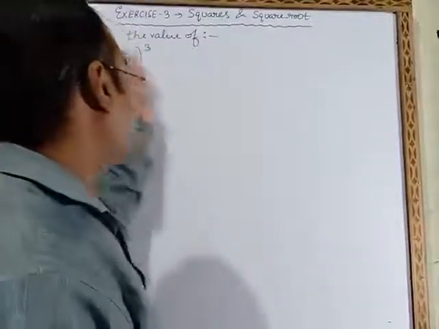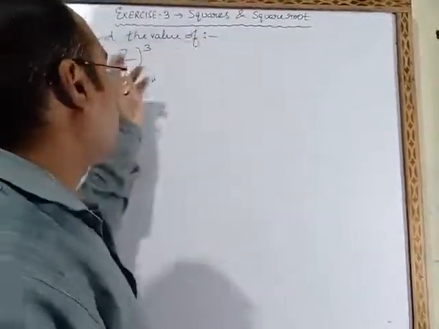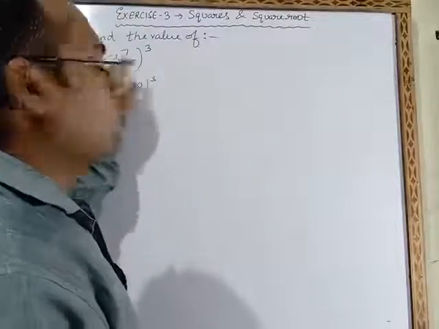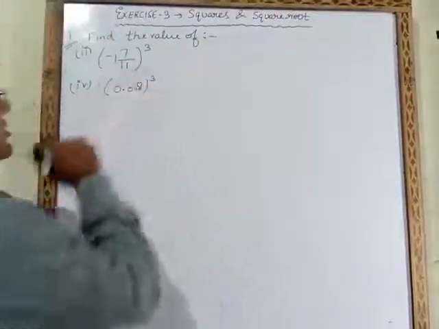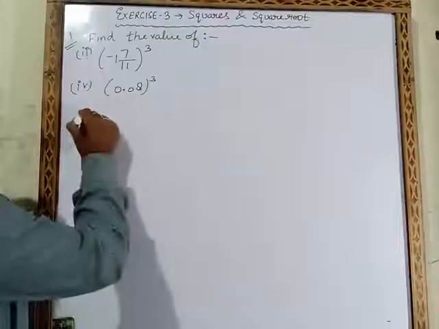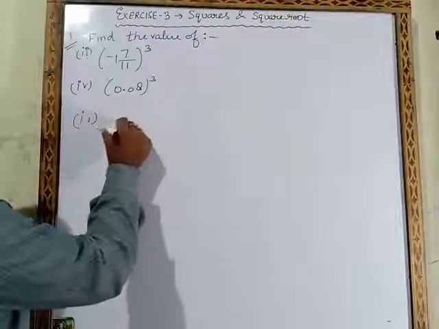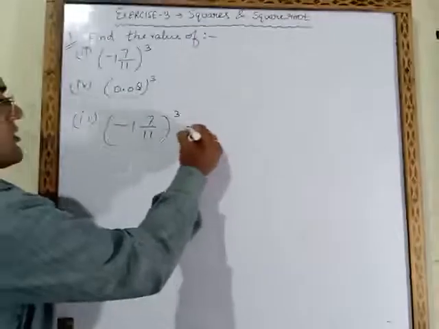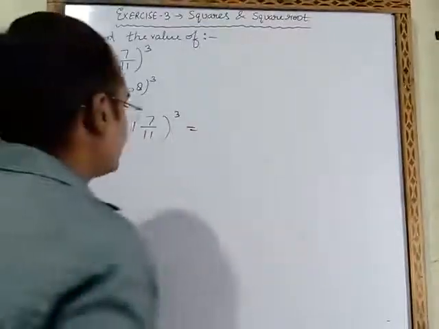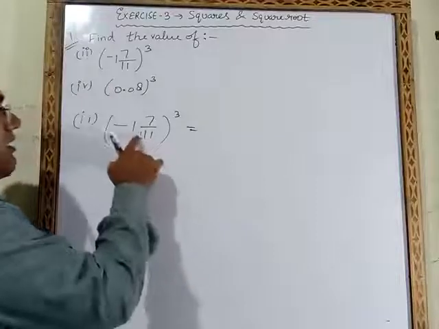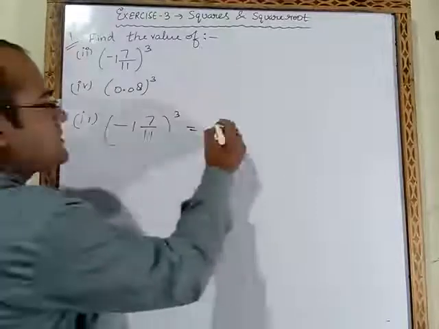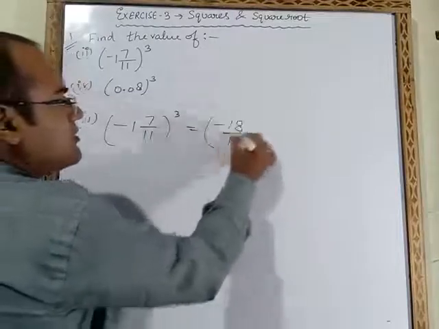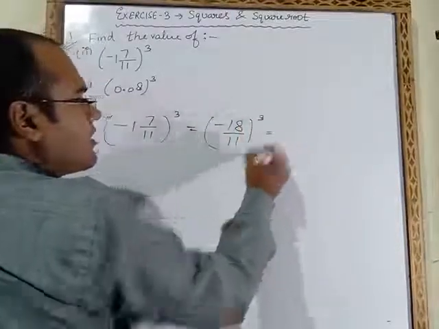So the first question is, you have to find the value of minus 1 whole 7 upon 11 whole power 3. So in such questions what you have to do? The question is minus 1 whole 7 upon 11 whole power 3. First of all, we will change this mixed fraction into an improper fraction. 11 times 1 is 11, 11 plus 7 will be 18 upon 11. The minus sign is also there. Whole power 3. Now what you have to do?